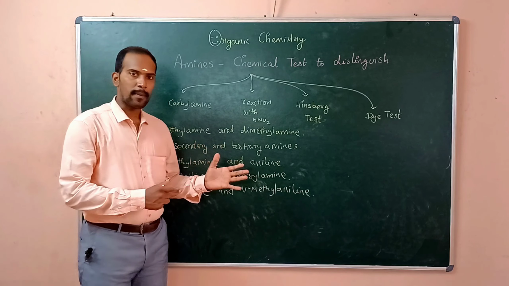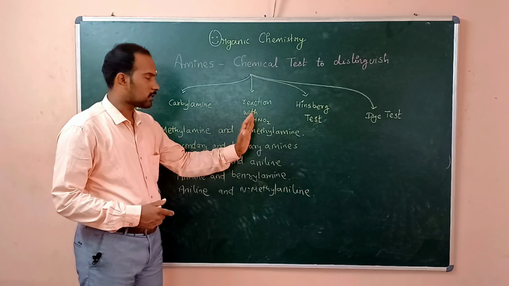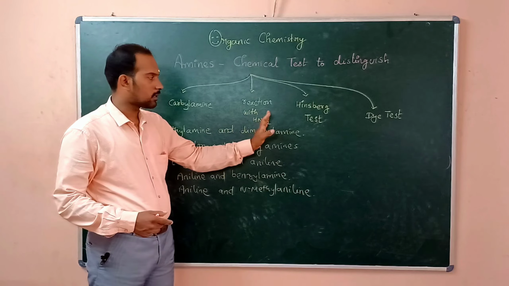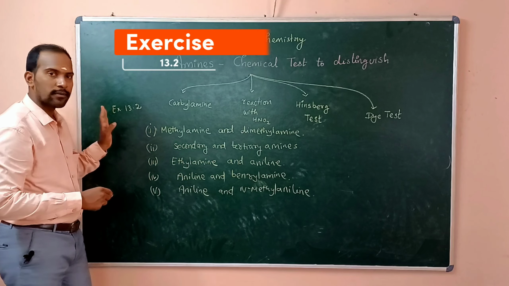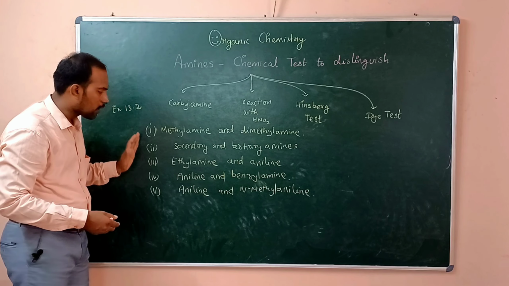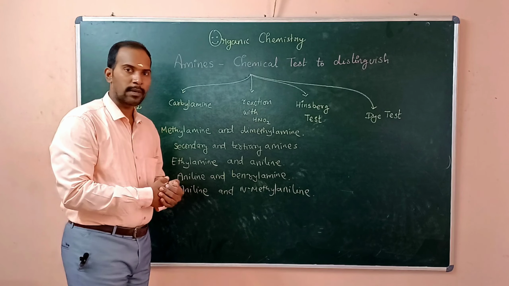So இது வரைக்கும் நம்ம என்ன பார்த்தோம்னா chemical test. என்னென்ன chemical test இருக்குன்னு பார்த்தோம். There are 4 tests: Carbylamine, reaction with nitric acid, Hinsberg, dye test. சரிங்களா? இதுல exercise 13.2 book exercise 13.2 ல 5 questions இருக்கு. இந்த 5 questionsல எப்படி நம்ம ஆன்சர் பண்ணனும்ன்றதை எக்ஸ்பிளைன் பண்ண போறேன்.